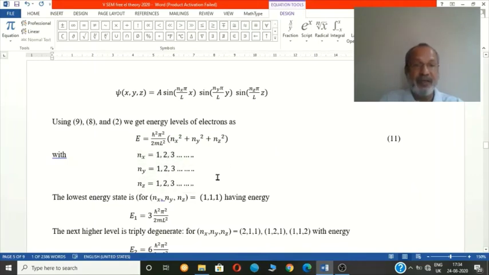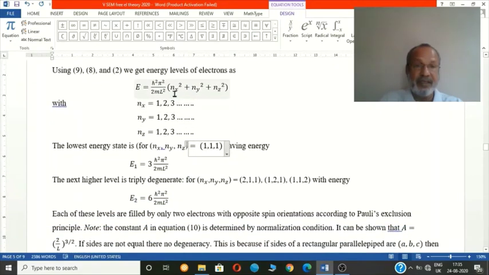So you will get different energies. You can see they are quantized. They are not continuous because these are integers. We cannot have a decimal number here. These are all integers. So for the combination 1, 1, 1, that is nx equal to 1, ny equal to 1, nz equal to 1, you will get energy here 1 square plus 1 square plus 1 square, that is 3, or 3 times h cross square pi square by 2mL square.